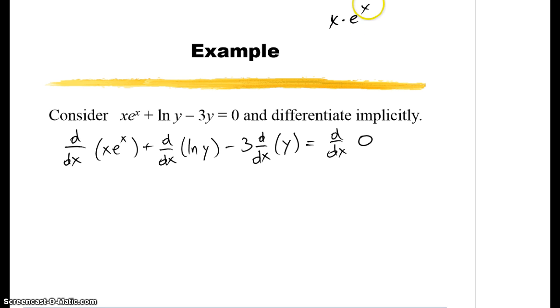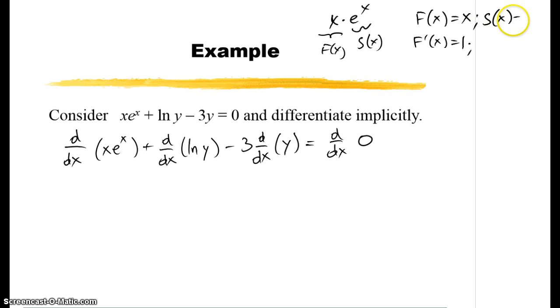That's a product rule, right? This is the first function. This is the second function. So f of x equals x. The derivative of that is just 1. And s of x is equal to e to the x. The derivative of that is itself, e to the x.